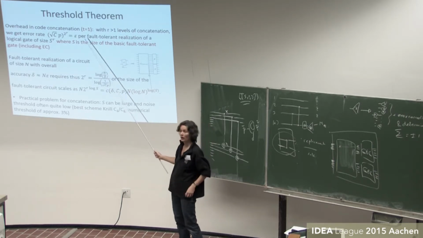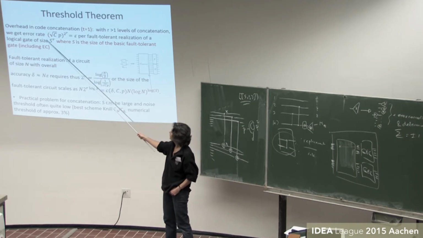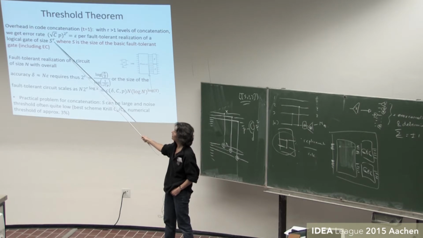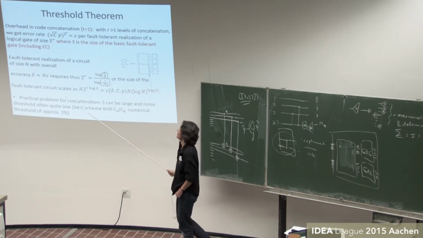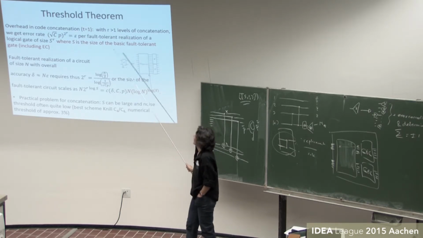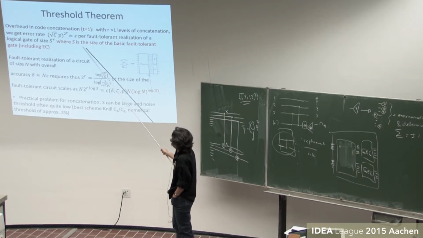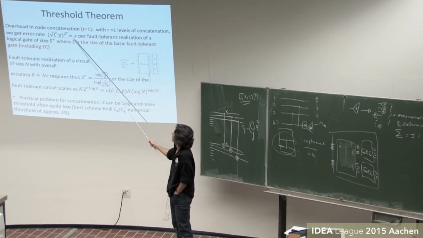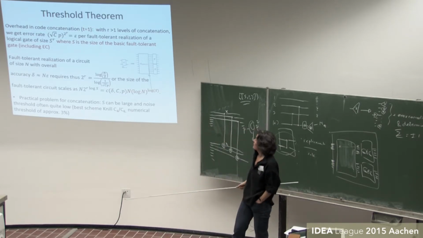Now the important point, and this is why this kind of thing works, is that the size of the total thing I'm doing scales like S to the R, exponential in R, but the logical error rate scales doubly exponentially, P to the 2 to the R. So if I do R levels of concatenation, I get a circuit where every component has error rate epsilon. Now, I want to do some computation with this.